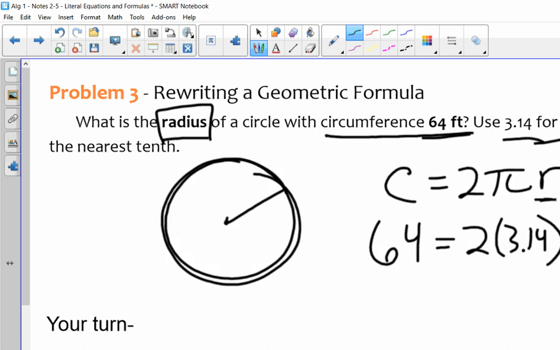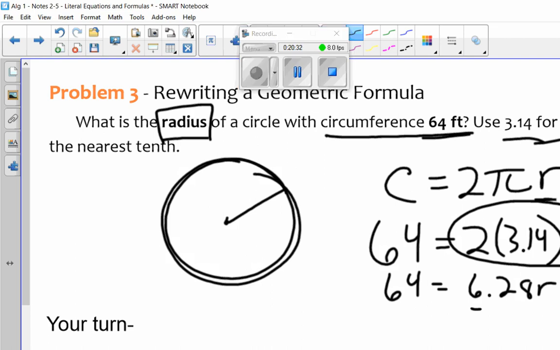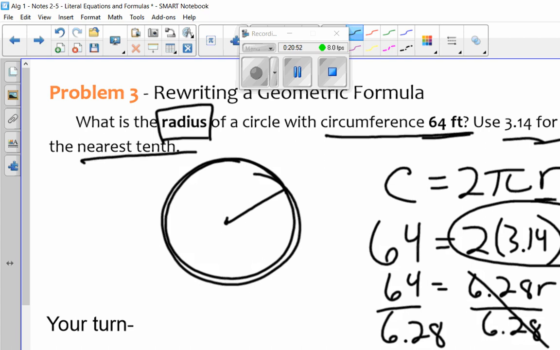All right. So what I'm going to do here is multiply 2 times 3.14. And that gets me 6.28 R, because this is all being multiplied together, okay? So now I can go ahead and divide both sides by 6.28. Those go away, and I get R equals about 10.2. And I rounded it to the nearest tenth. That's what they asked me to do.